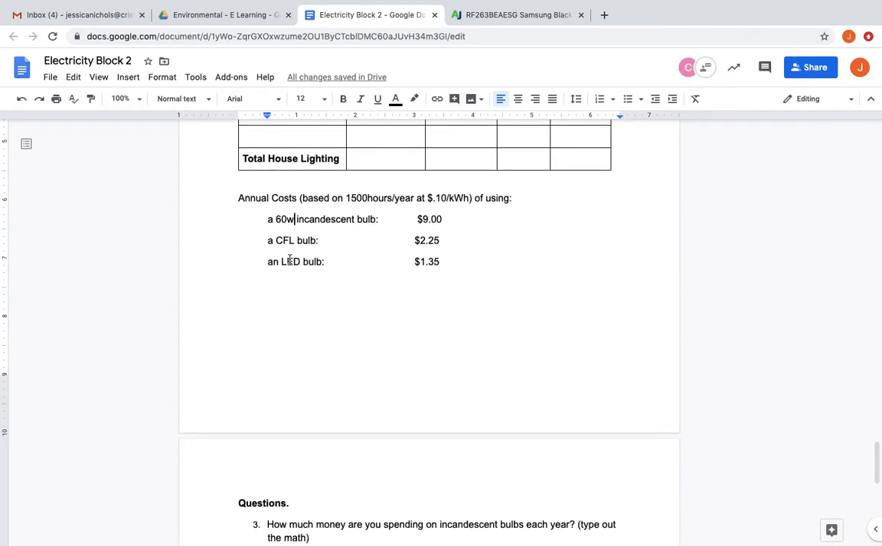Okay, same thing down here. This LED bulb, if you go to the store, an LED bulb costs what, $5, $6? But over the year, you're only spending $1.35 to run it. That's what these numbers are saying. So this is the cost in your electric bill for the year, okay?